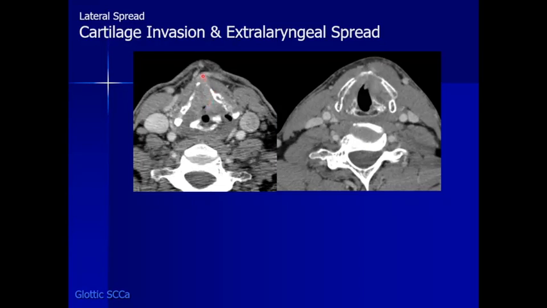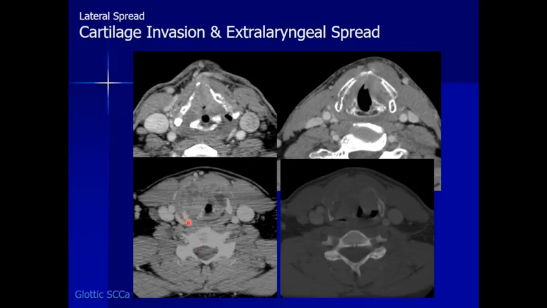Well, it's obvious when there's extralaryngeal spread. You know the cartilage has been invaded, so you can see the extralaryngeal spread here. You can also see that the strap muscle here is bigger than the opposite side, so you have tumor on either side of the cartilage. That's definite cartilage invasion, even though the cartilage looks fine. This is obvious. This is lytic expansile changes of the cartilage. You can see it on soft tissue and bone window, so there's no question here.